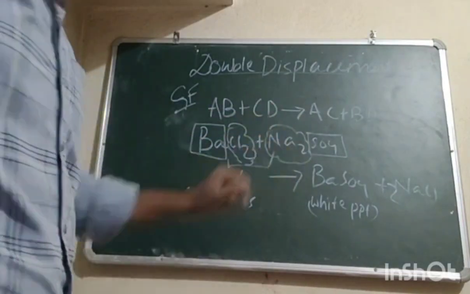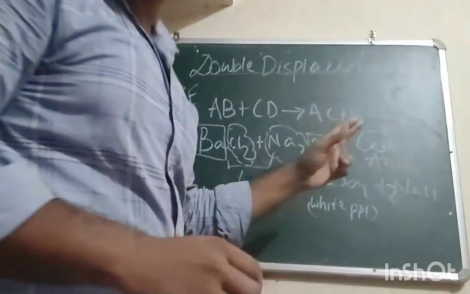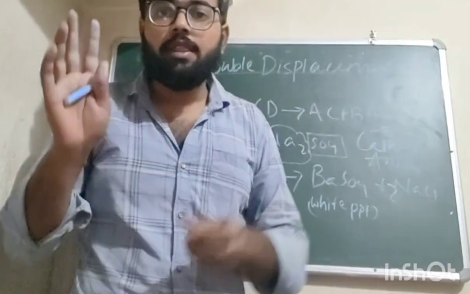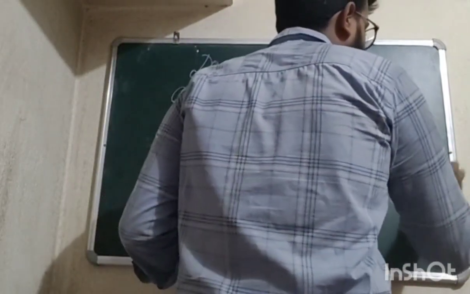You just have to interchange the cation and anion. Cation is positive in nature, whereas anion is negative in nature.